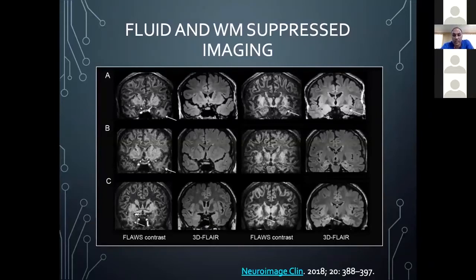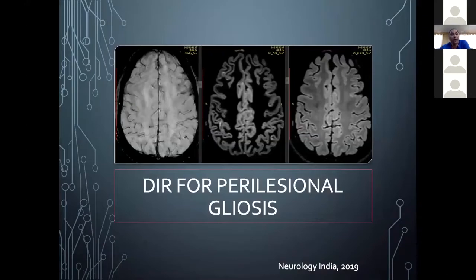And recently there have been a series of studies which have used fluid and white matter suppressed imaging. They call it FLAWS. The original paper came in NeuroImage in 2018, and they could actually demonstrate that there were some subtle lesions which could be identified very well using this technique compared to 3D flare. I'll show you some more cases with this particular technique.